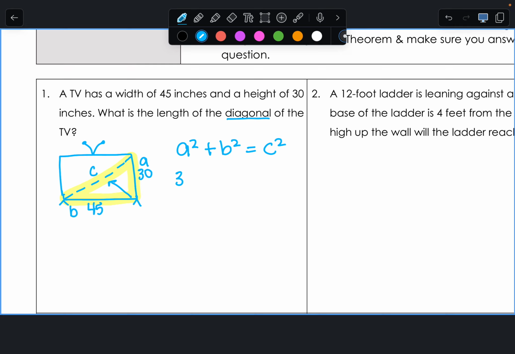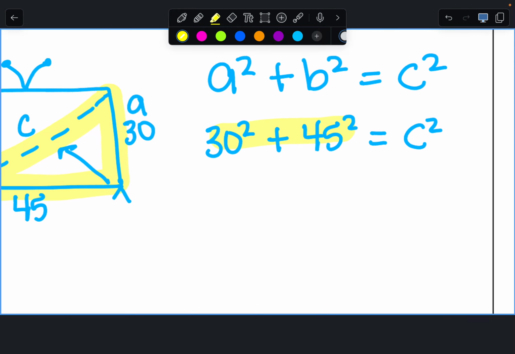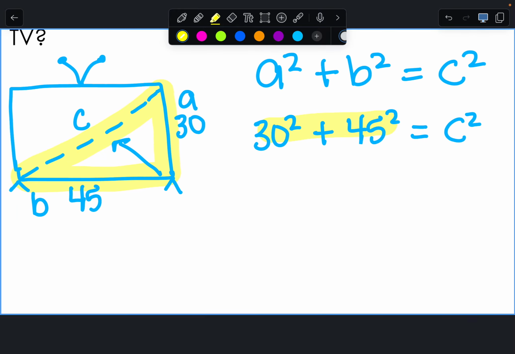A is 30, 30 squared. B is 45. And C is what we don't know. So put 30 squared plus 45 squared in your calculator. Whoa, hold on. 2,925.